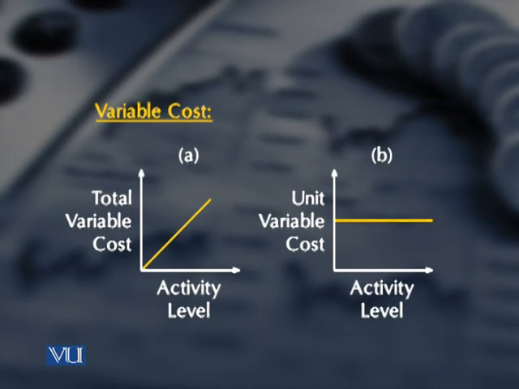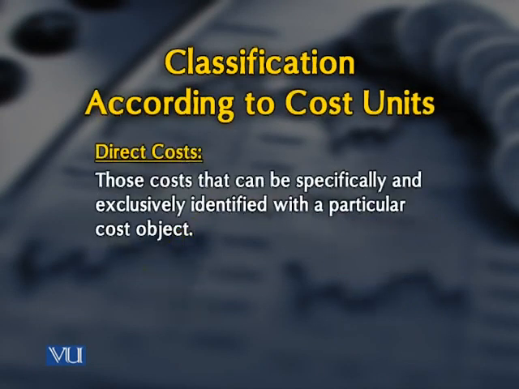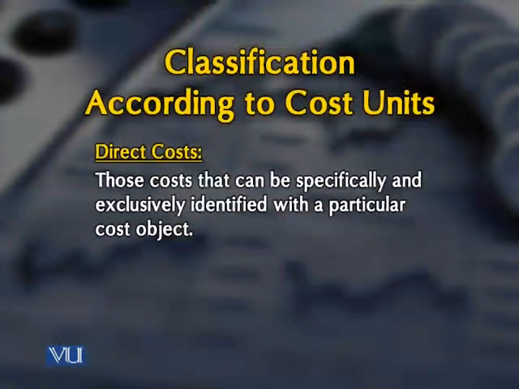Now, the next classification is according to cost units. Here, cost unit means the unit for which we want to ascertain the cost, and that unit can be, let's say, a chair or a table, or maybe a shirt, or a bottle of syrup, and so on. So what we do is take out the direct cost of the unit cost.